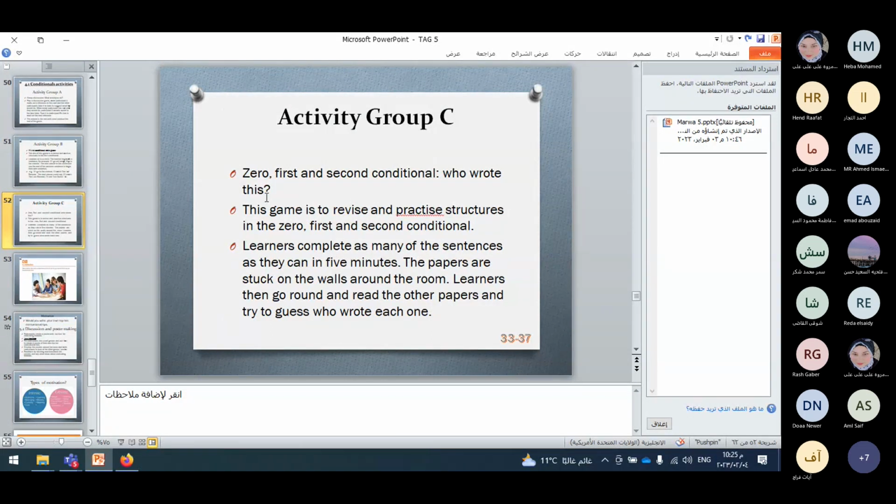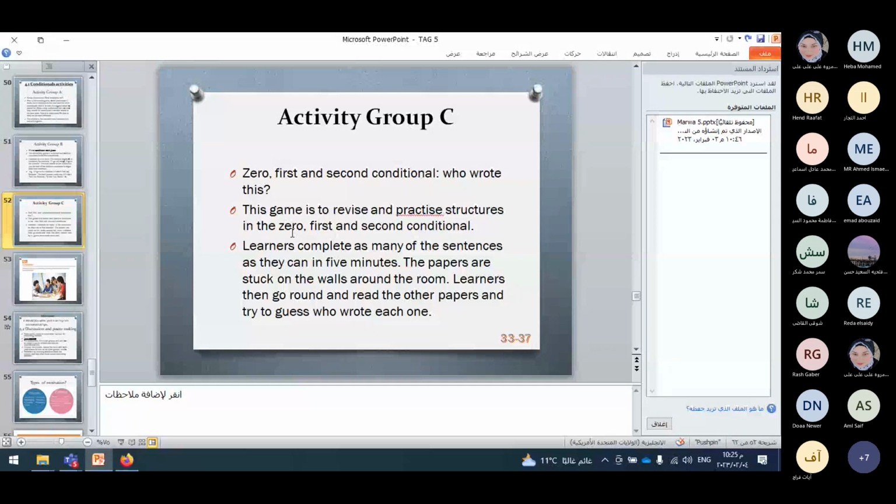Okay, so now you ask your students to write sentences with the zero or first or second conditional when you are practicing this grammatical point. Okay, and they stick their sentences. They write the sentences on some sheets of paper and they stick them on the walls, but they don't write their names.